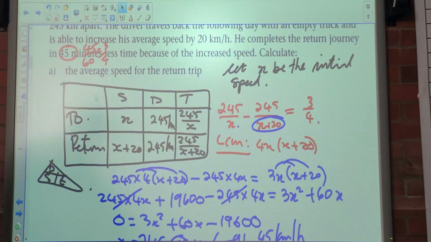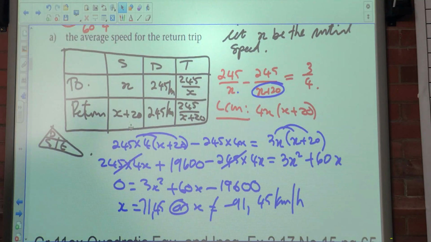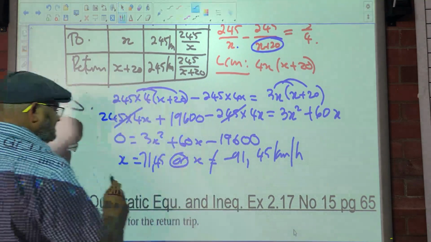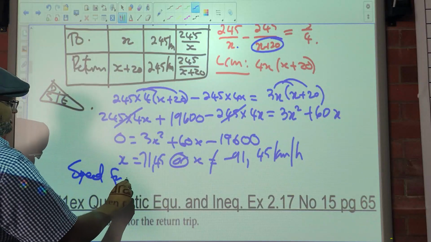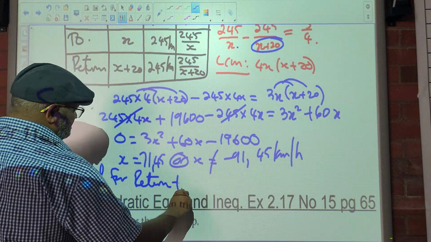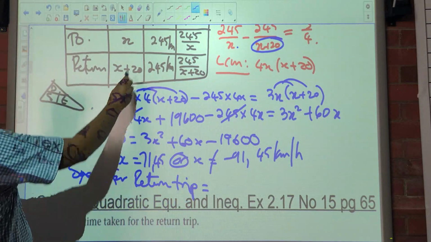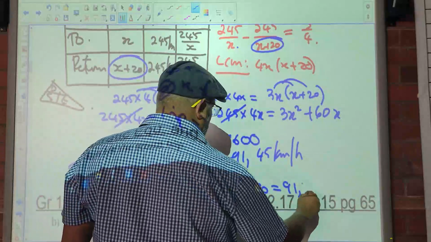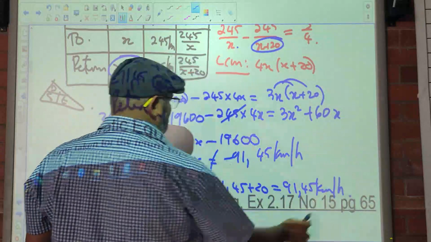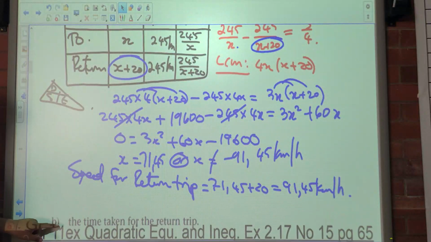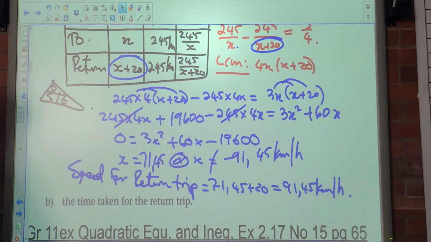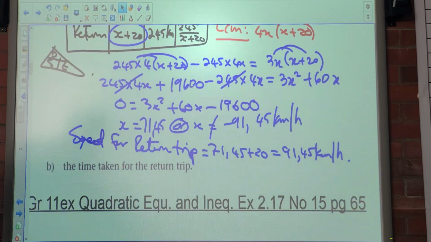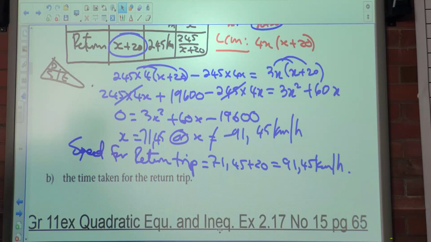Okay, but what was the question? The question was the average speed for the return trip. So the speed for the return trip is going to be 71,45 plus 20, which is 91,45 kilometers per hour. Okay? And then the B part of the question says the time taken for the return trip. Now the time taken for the return trip is 245, which is this calculation here. That equation.